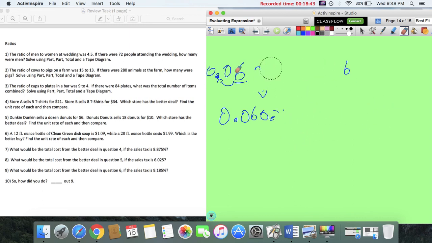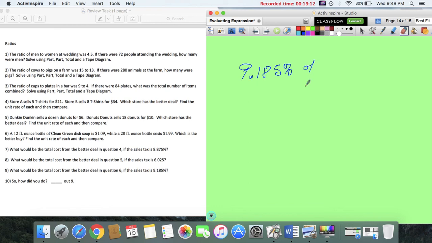Last question, I believe. What would be the total cost from the better deal in question 6? I forgot what was the better deal. The cheaper one, right? The smaller bottle. So the bottle that you're going to buy costs $1.09. And then what's the tax here? The tax is 9.185%, and we're going to apply the tax to the $1.09 bottle. Okay. So again, change that.